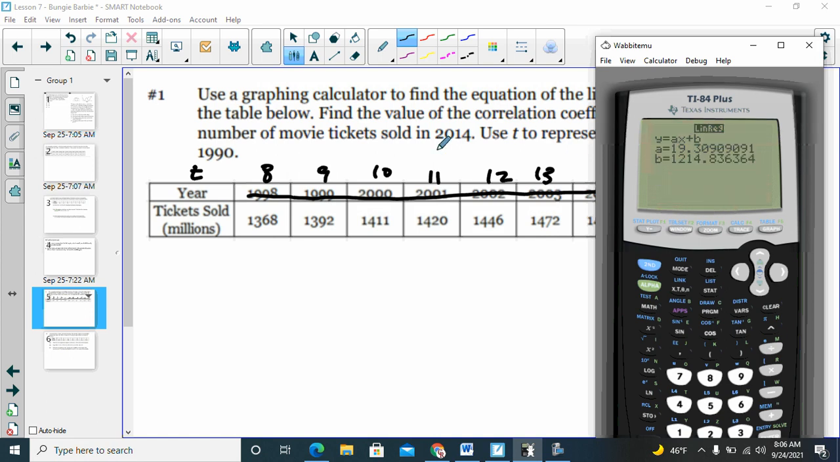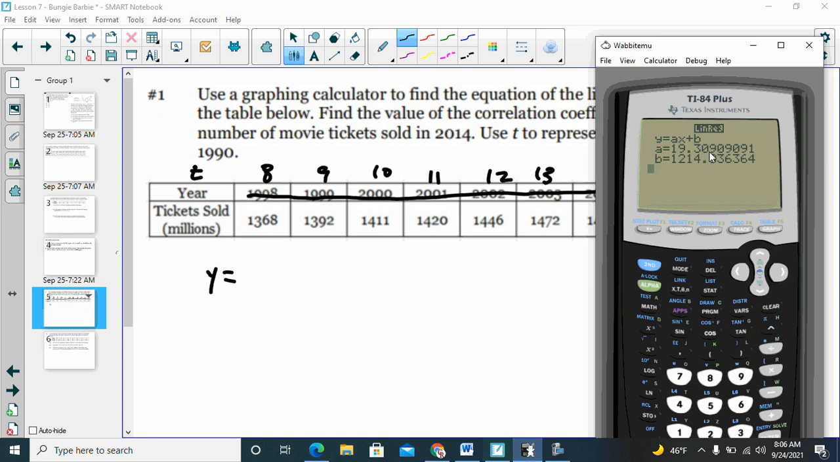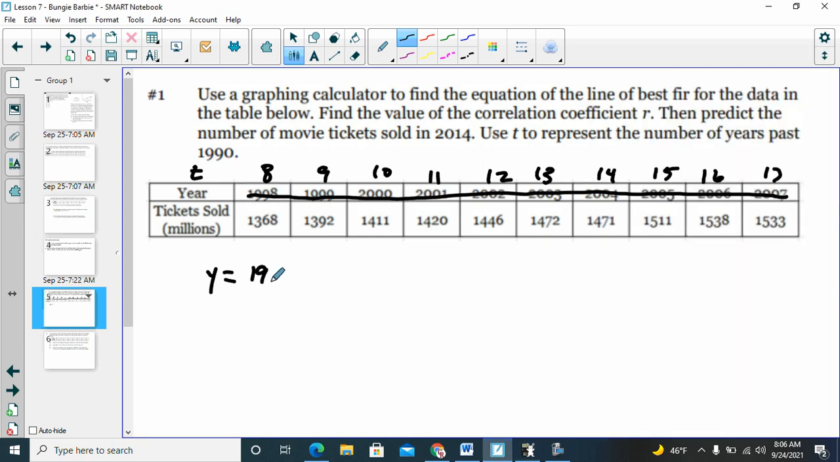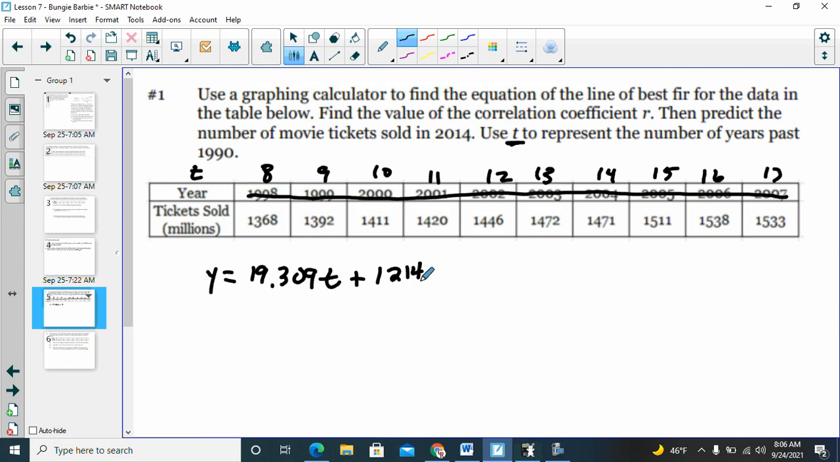So our regression equation doesn't tell us how many decimals to round to. So I've got Y equals 19.309x. It does tell us to use T, so we probably should. 19.309t plus 1214.836. That is our regression equation.